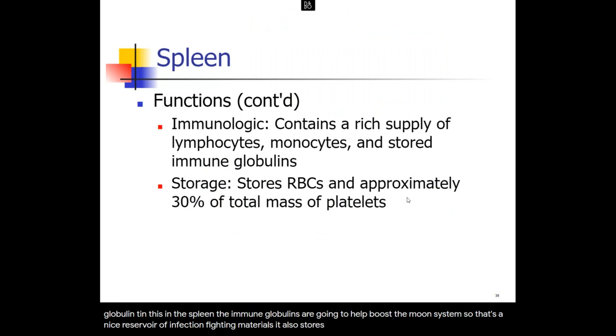It also stores red blood cells and approximately 30% of the total mass of platelets. So in addition to having an extra store of white blood cells that are ready to shoot out whenever the need is, it also stores red blood cells. So if they're needed to have extra oxygen carrying capability, it can release them. And almost a third of the platelets that a person has in their body are stored in the spleen. So you can see how if the spleen was removed, it's going to have an impact on the hematological system.